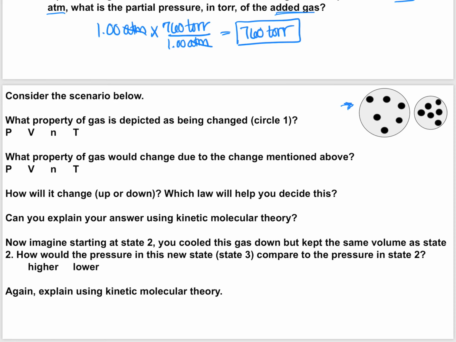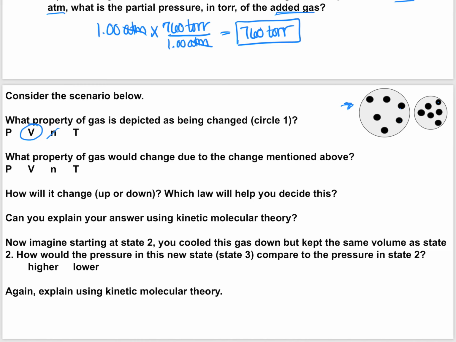If we count the gas molecules inside, 1, 2, 3, 4, 5, 6, 1, 2, 3, 4, 5, 6. Those stayed the same, so we didn't change N. We don't know if we changed the temperature, it doesn't say, but pressure and volume are directly related. So it looks like we changed the volume here, we made it smaller.